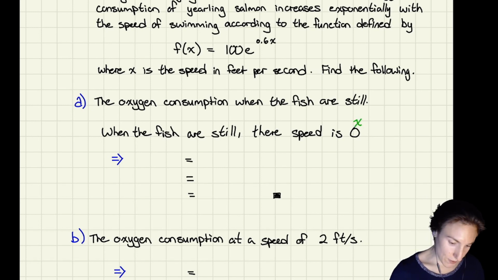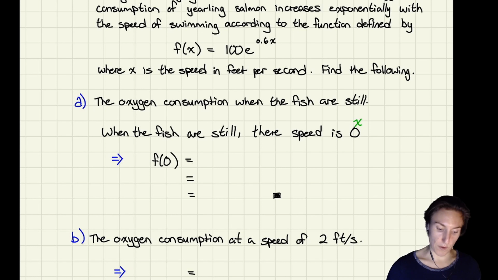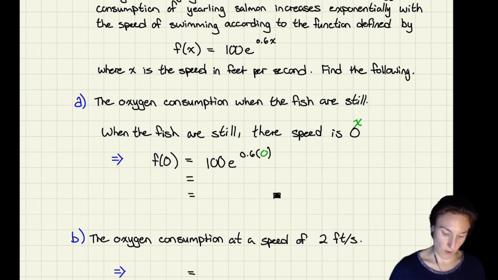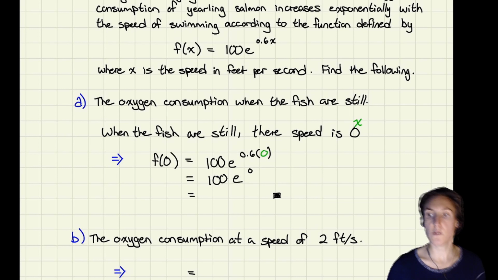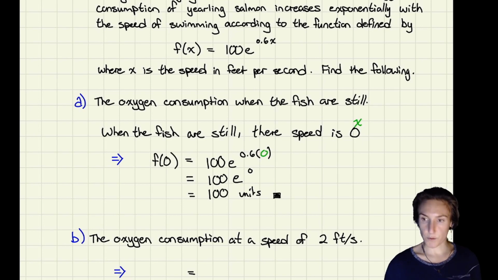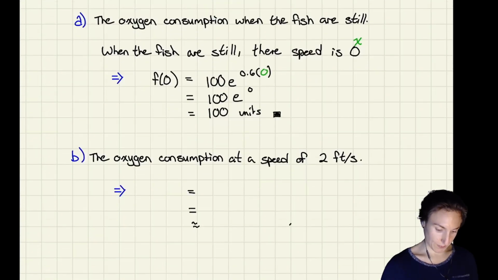So what they want us to find is what our function will equal if the speed is 0, where the function represents oxygen consumption. So all I have to do here is plug in 0 for my x value. So I have 100 e to the power of 0. Anything to the power of 0 is 1, so I have 100 units. They don't tell us the units, so we'll just write 100 units like this.